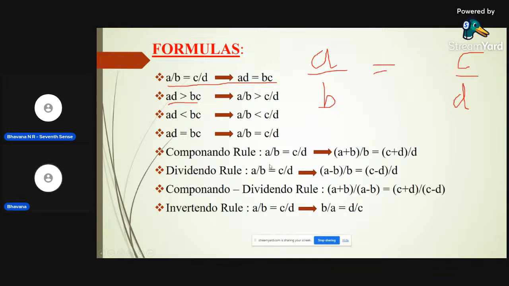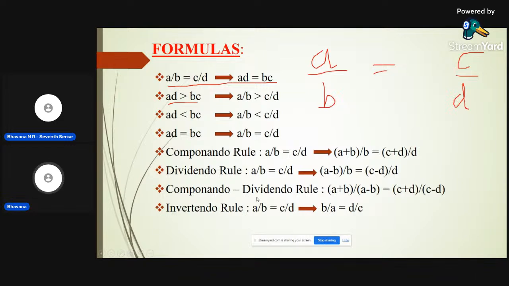That's it. Next, the compound rule. Here we are just taking the LCM of these two values and writing A plus B over B, and C plus D over D. Next, the dividend rule. Dividend means you just have to divide: A minus B whole divided by B equals C minus D whole divided by D.